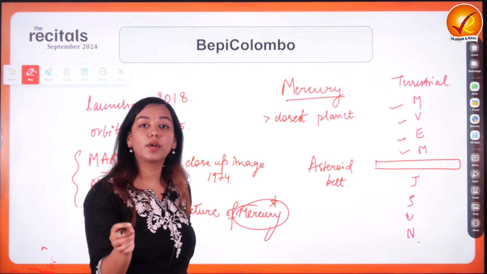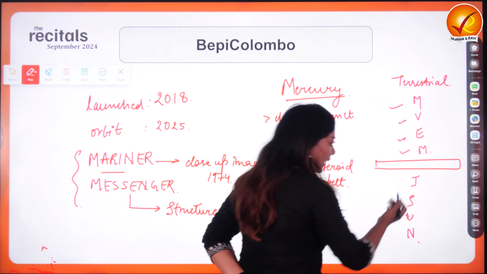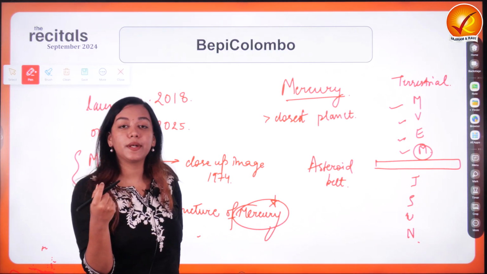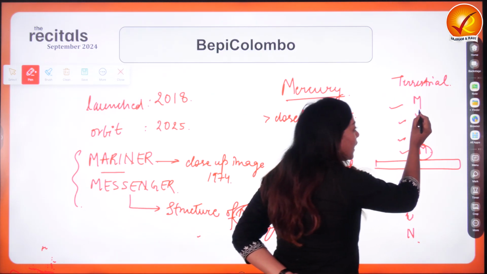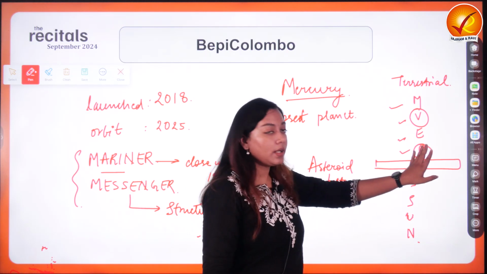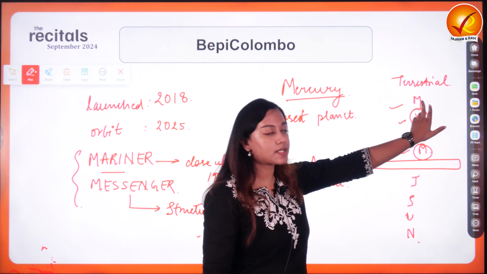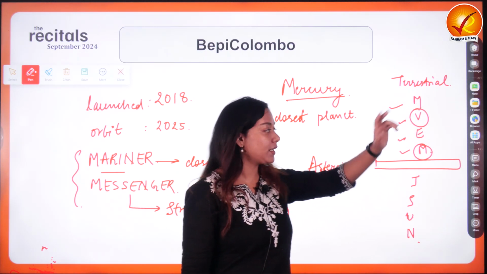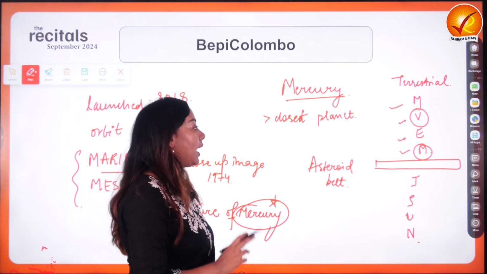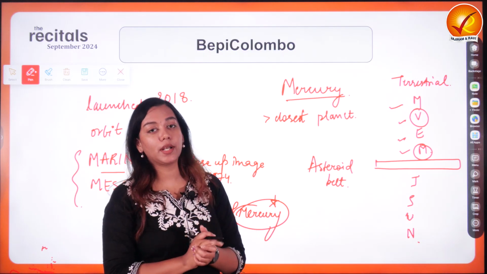We already have a lot of missions to Mars. India also has a mission to Mars, which is Mangalyaan. India is now trying to expand into Venus as well with the help of the Shukrayaan mission. India has not yet moved to discovering Mercury, but it is only an endeavor of NASA and ESA till now. And now the Japan Space Agency is also getting involved in it.